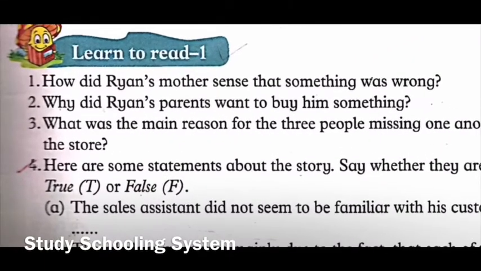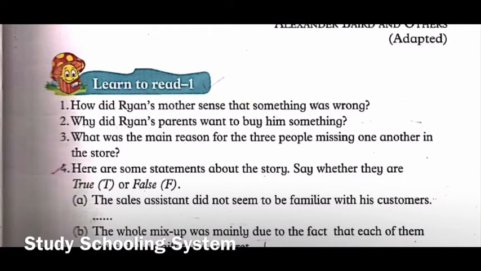Now come to question number 2. Why did Ryan's parents want to buy him something? Very easy. Do you remember his parents were thinking, he's working so hard, I should buy him a gift, right? So the answer is, his parents wanted to buy him something because Ryan had been working very hard. So you have to write a full sentence, okay, and add a full stop.